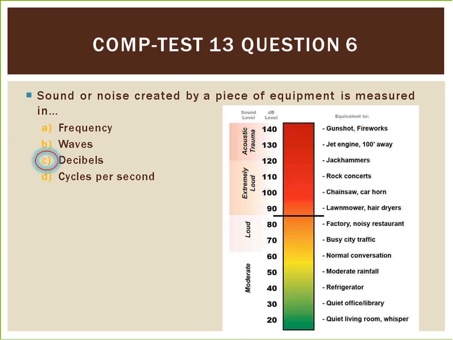C is the correct answer, because decibel measurement is a method used to quantify audio, sound, or noise levels. Answer A is incorrect, because frequency is a repeating noise event. B is incorrect, because waves is a pressure-transmitted energy that transfers from one point to another. D is incorrect, because cycles per second is measured by how frequent alternating current changes direction.